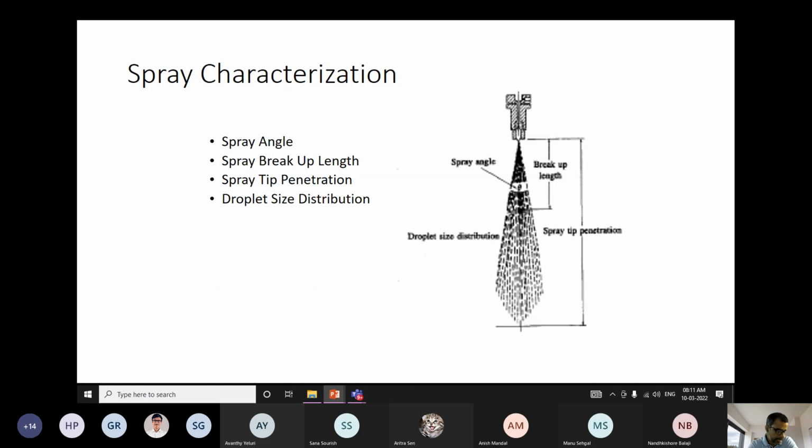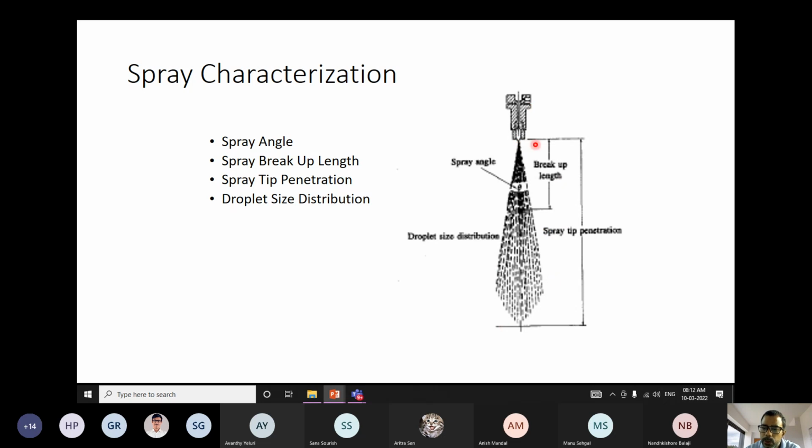Now let us move to another part, where we will discuss diesel engine combustion and diesel engine emission. You will see that most of these phenomena can be correlated with spray characterization. What does spray characterization mean? Once the fuel is injected through the injector at very high pressure, a jet comes out through the small orifice.